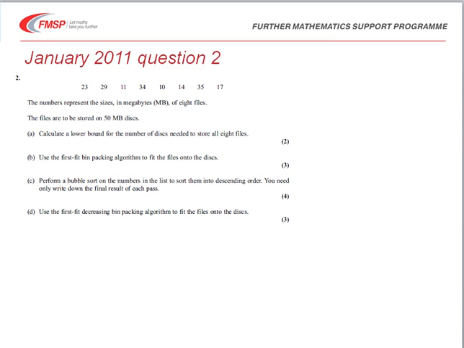we can add up all of the numbers, 23 plus 29 and so on, all the way up to the 17, and that comes to a total, which we can then divide by the size of our disk, which in this particular case is 50. Now if you do that, you will find that the answer comes to 3.46. Now with 3.46, that implies that we need at least 4 disks required.